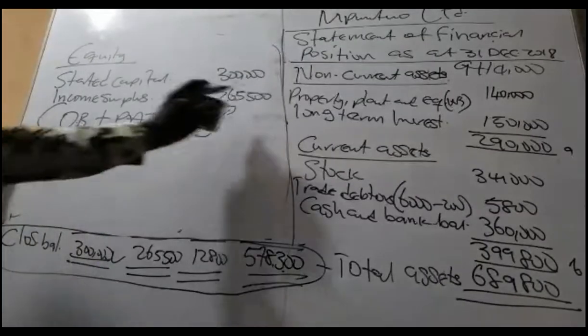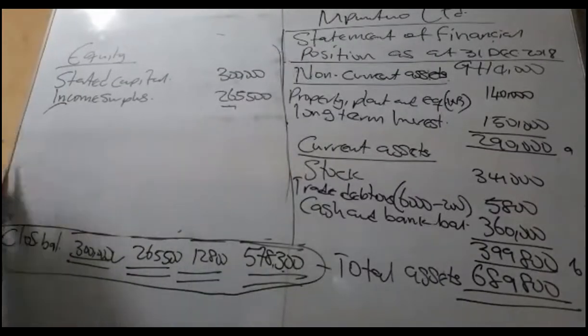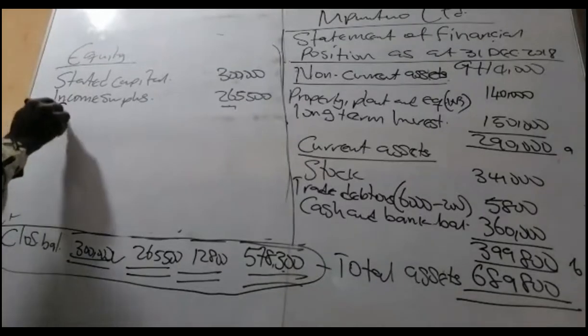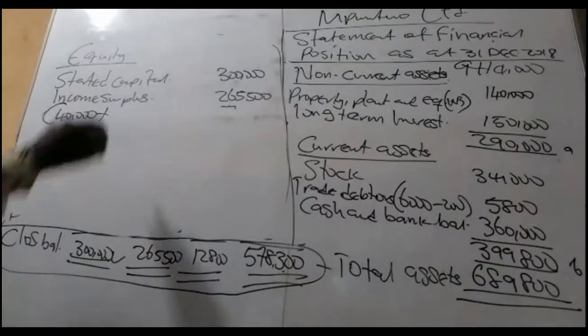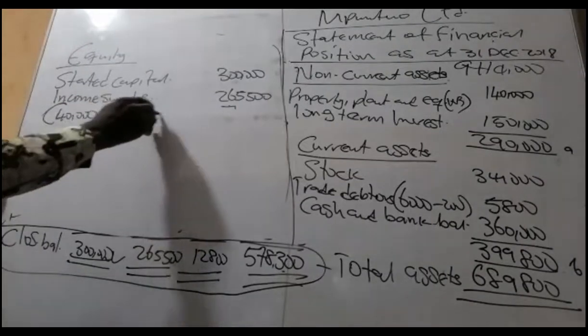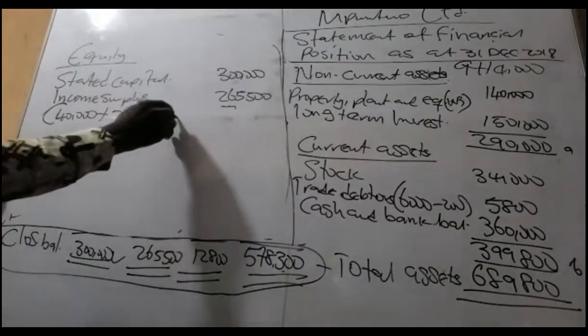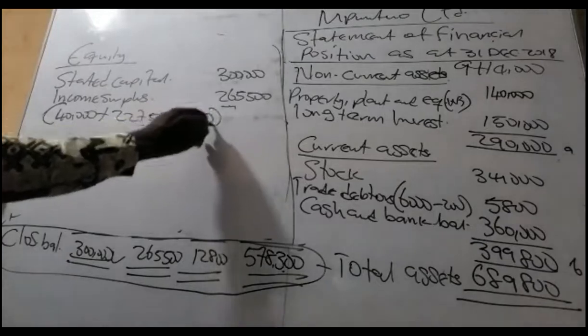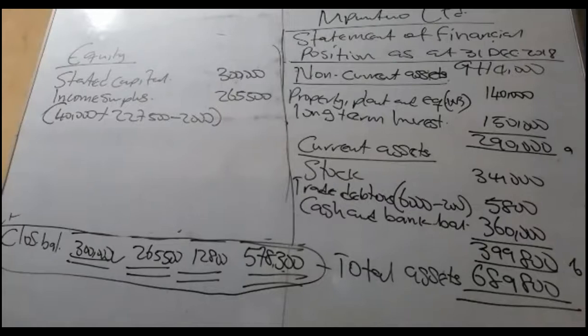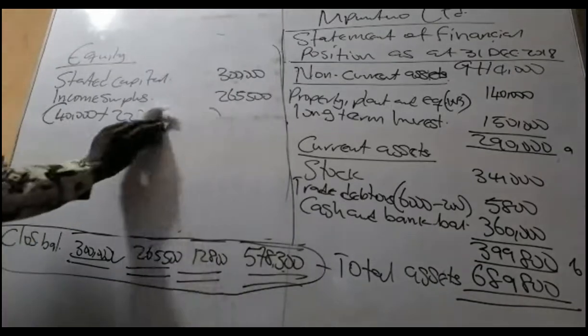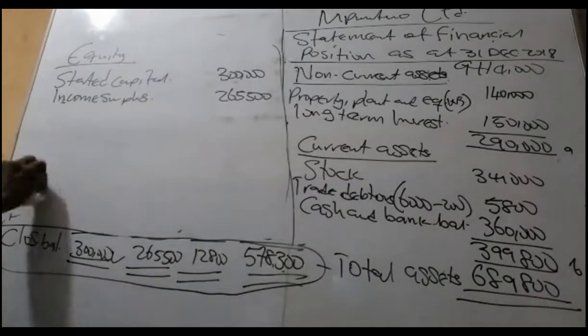So here, I want to show the working something like this. So the 40,000 plus the profit after tax, that's 227,500 less dividend of what? 2,000. So this is the workings for this figure, and then you are done. Good. So that is it. Now let's continue the game.